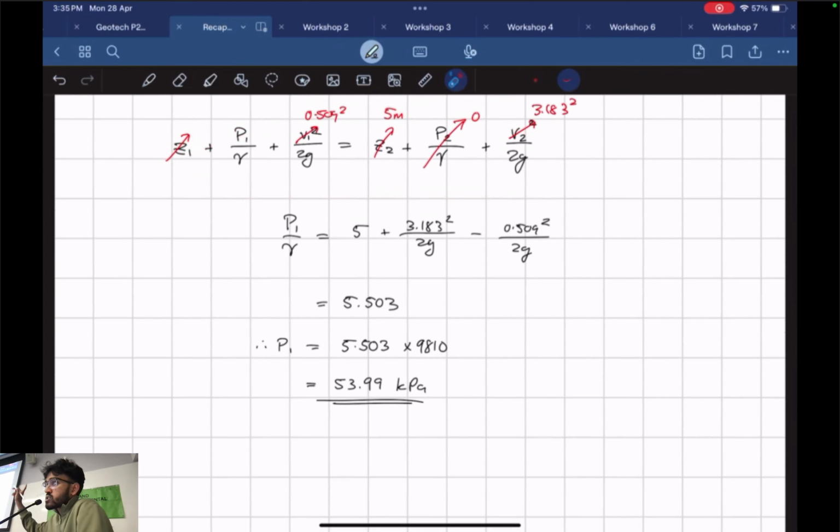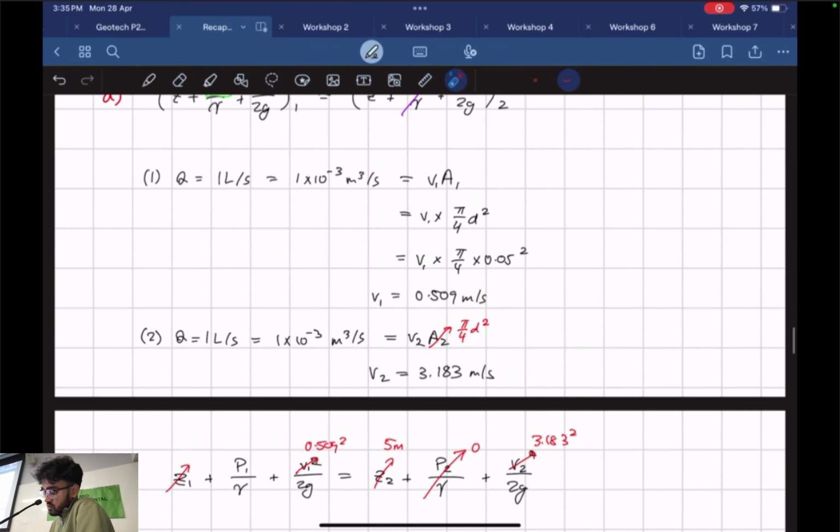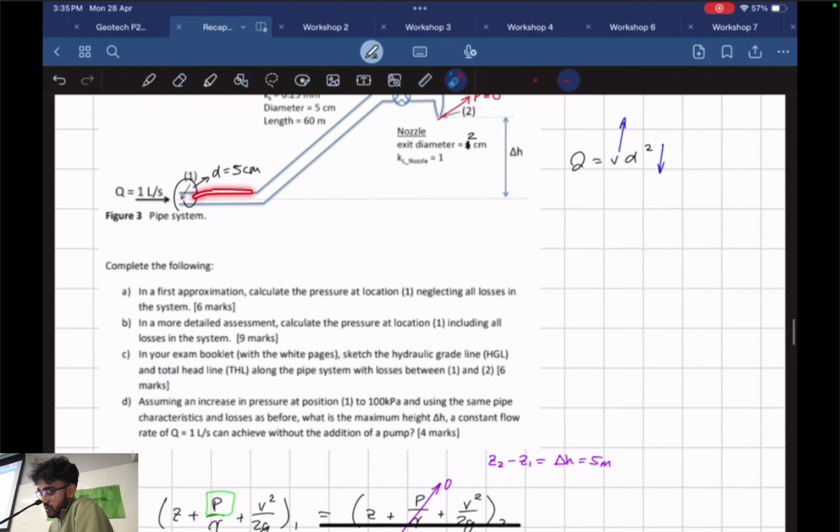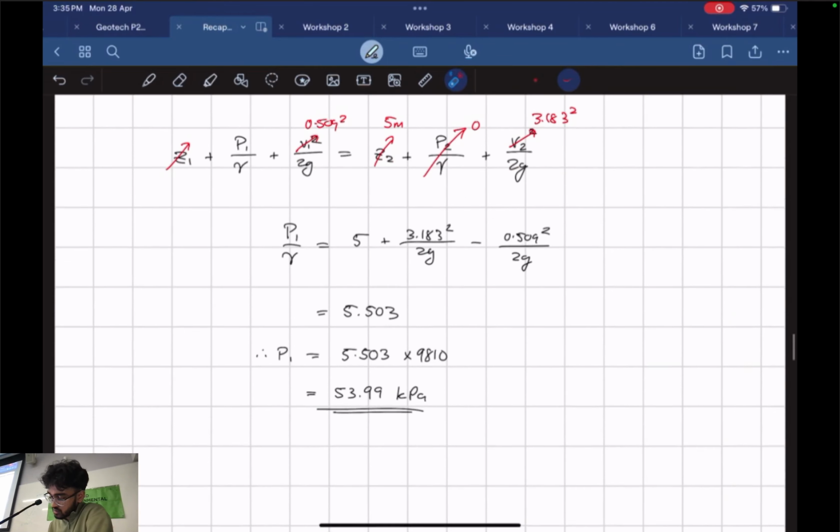Okay? So one thing to notice, the reason I've used Q equals VA is because we're in a pipe. We're not using any manometers, we're not doing anything like that. We're just in a pipe. So I'm going to use the continuity equations, or flux equations. Any questions?